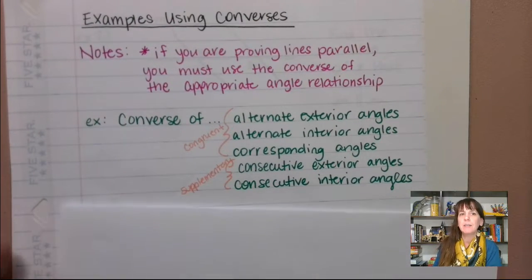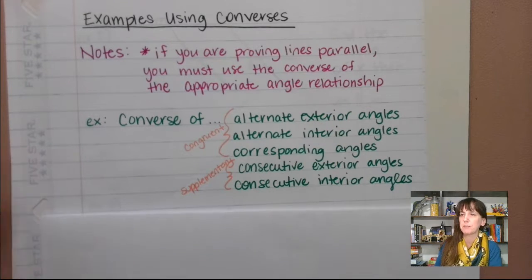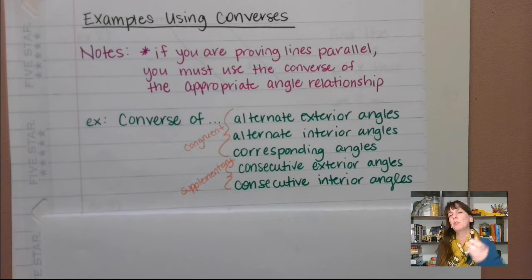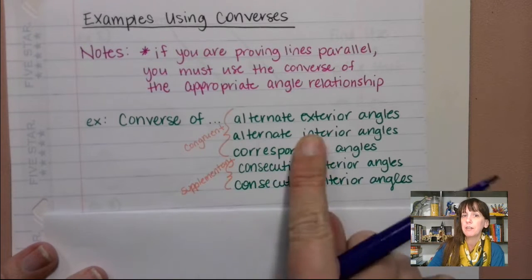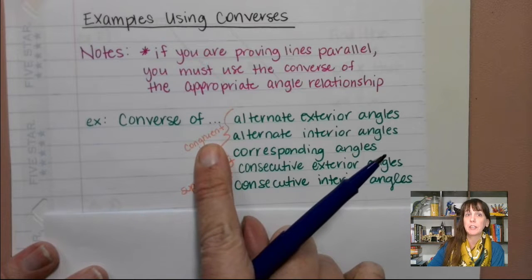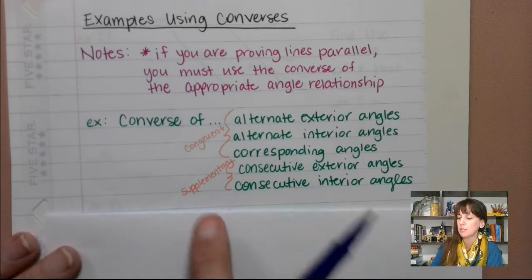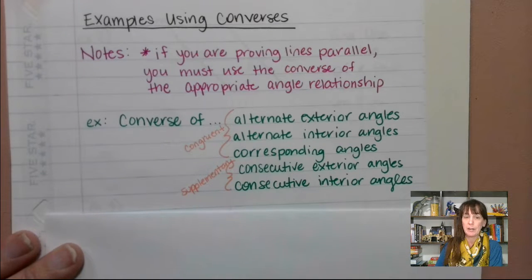If you are proving lines are parallel, you must use the converse of the appropriate angle relationship. So in this case, you are told that these two angles are congruent and they happen to be alternate interior angles, for example. Then you can say those lines are parallel. So the converse of alternate exterior, alternate interior, and corresponding angles would be congruent. So you're given these congruent angles, or you're given consecutive exterior or consecutive interior angles, and you're told they're supplementary.